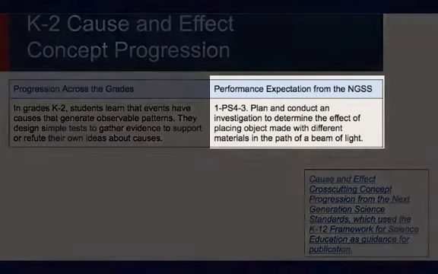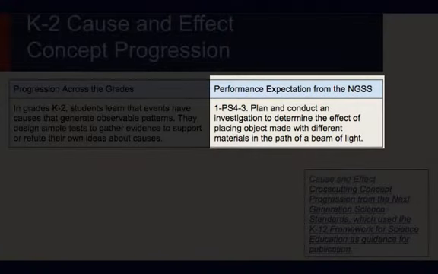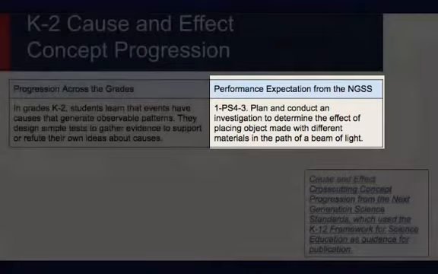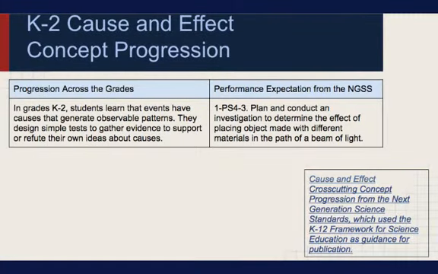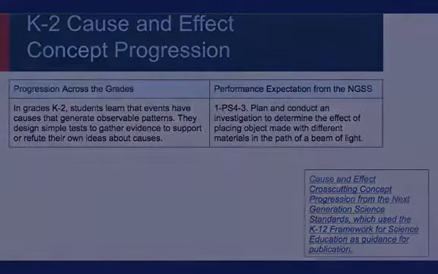The performance expectation states, plan and conduct an investigation to determine the effect of placing an object made with different materials in the path of a beam of light. The first grade physical science standard deals with different materials in front of a beam of light. This is a good opportunity for students to investigate with flashlights and lamps. Have the students make notes of the patterns first, then have them put the patterns into words. Finally, have them use the pattern to determine a cause and effect statement.